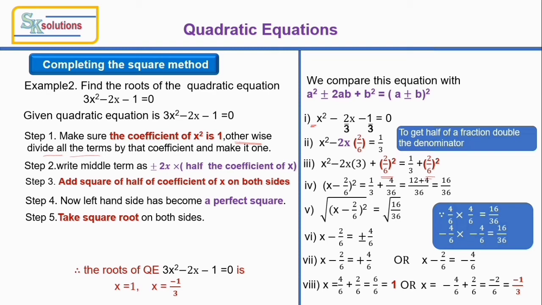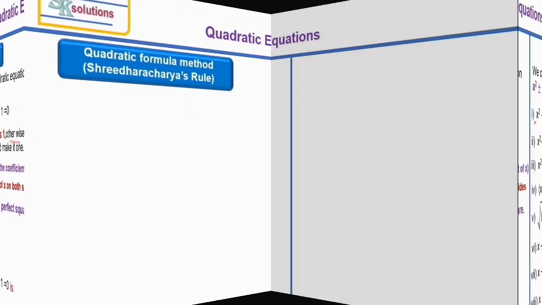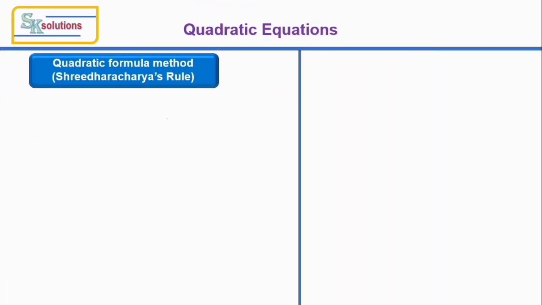So this is the method of completing the square. Next is the quadratic formula method, also known as Sridharacharya's rule. This rule was found by Sridharacharya, that's why it is known as Sridharacharya's rule. In the quadratic formula method, first I am going to show you how the quadratic formula is derived. Let's take 2 minutes to understand how the formula is evolved. This formula is evolved from the completing the square method, nothing else. So let's take up the general case.